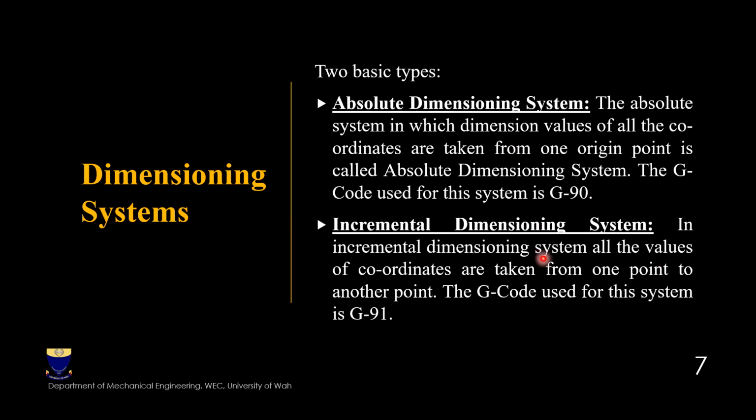Whereas in the incremental dimensioning system, all the values of coordinates are taken from one point to another point. So if you go to one point, you take an increment from that point to the other point, and the code used for this system is G91. So G90 is basically the code for absolute dimensioning system, and for incremental dimensioning system, G91 is the code which is being used.